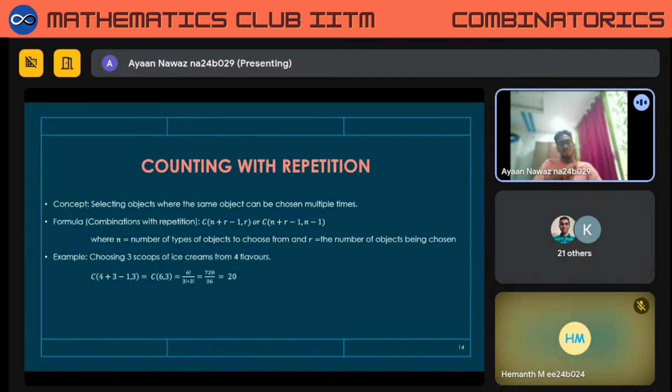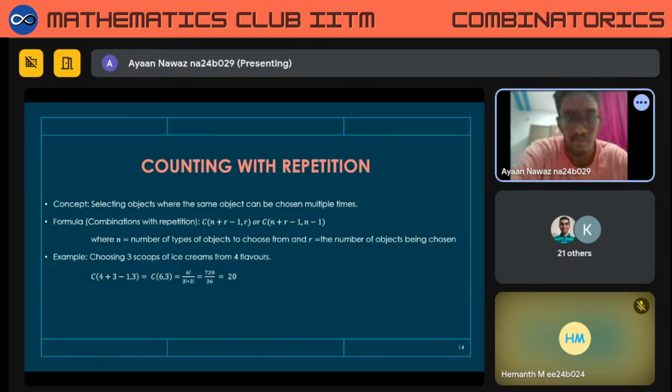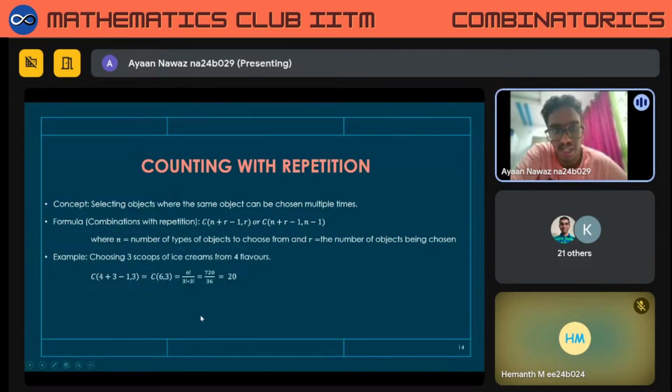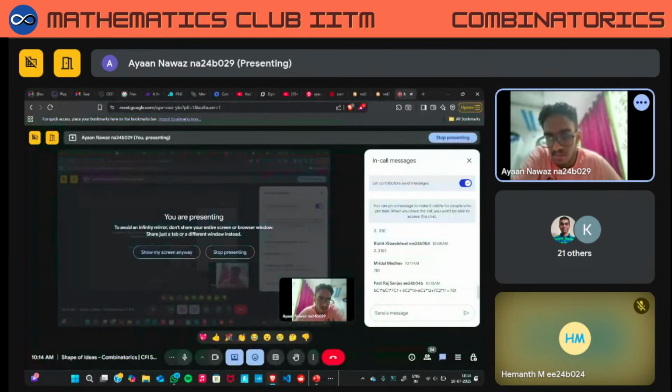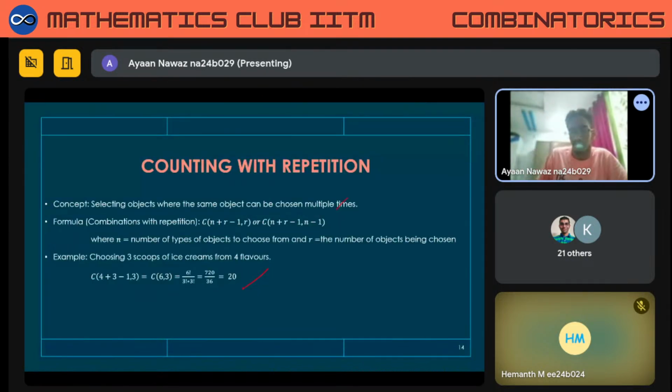Next. Counting with repetition: selecting objects where the same object can be chosen multiple times. The formula for combinations with repetition is n plus r minus 1 C r, where n is the number of objects to choose from and r is the number of objects being chosen. Choosing 3 scoops of ice cream from 4 flavors: 4 plus 3 minus 1 C 3, that is 6 C 3, which is 20. If you have any doubt in all this, you can just ask me. It's better applied intuitively than remembering this formula, according to me, but okay.